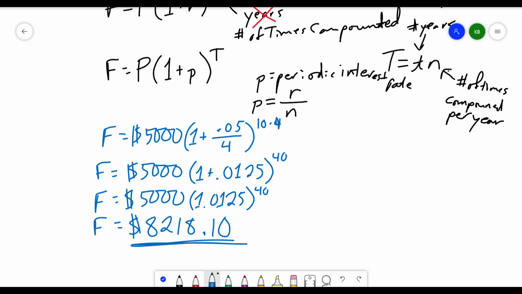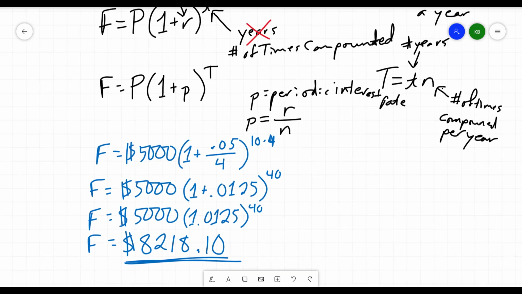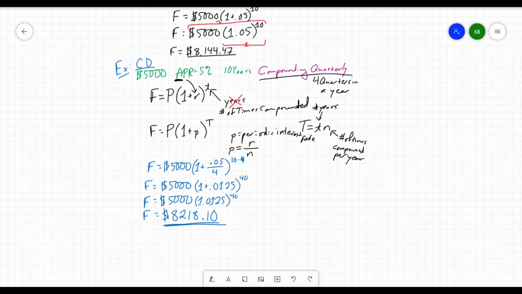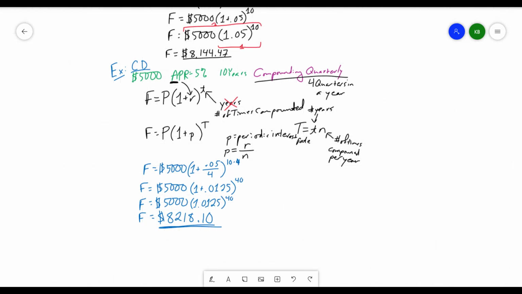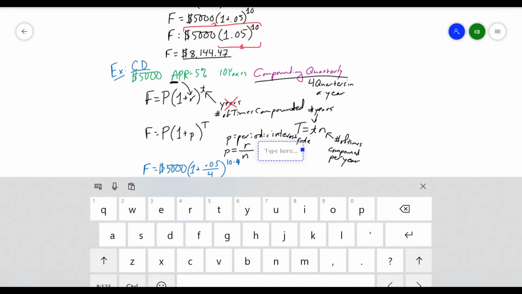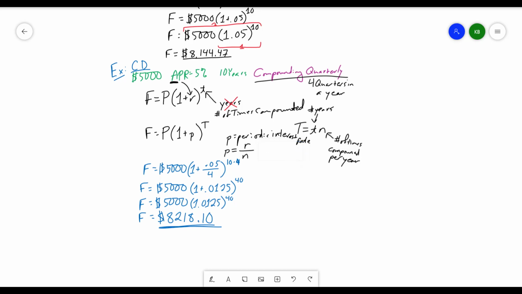So there's our future value compounding quarterly. Let's take a look and see how it compares to our annual compounding. With annual compounding, I had $8,144.47.